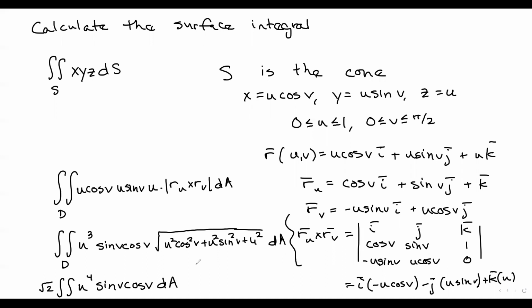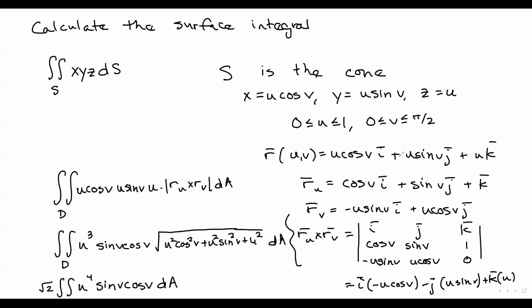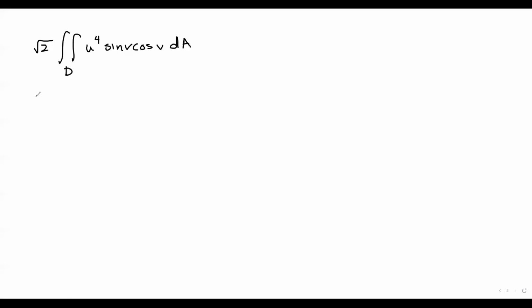All right, to evaluate that, we could do it on the next page. We're going to get square root of 2, double integral, u to the 4, sine v, cosine v, dA over the region. It's just copying that over. And what should my order of integration be here? It doesn't matter, right? We've got u from 0 to 1, v from 0 to pi over 2. When you have constants for your bounds of integration, the order of integration doesn't matter. So let's do u first.